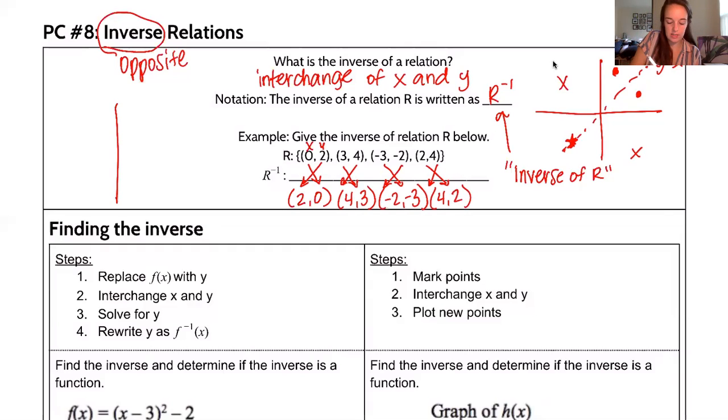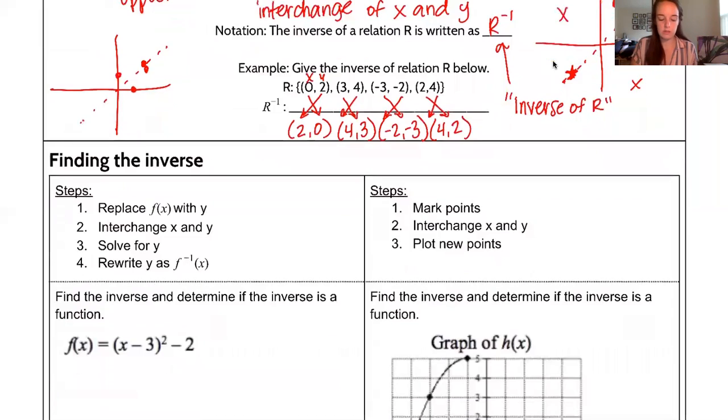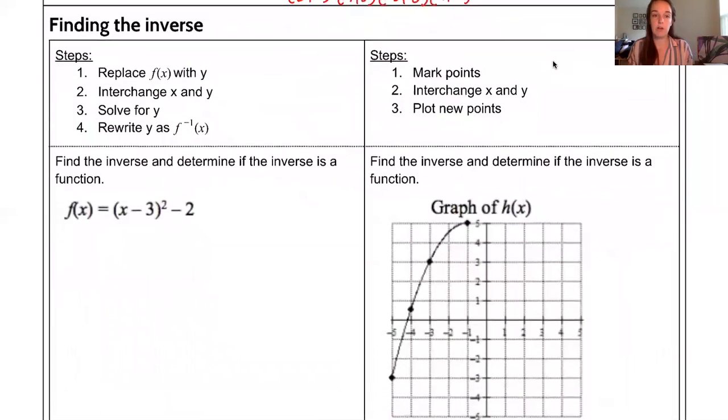If you can imagine the xy plane, 0, 2 would be here. And if we were to reflect that, 2, 0 would be over here. 4, 3 would be up here somewhere. And 3, 4 would be right here. So you can see that they're reflecting over that y equals x line. So that's how we would do it with points. We can also do it with equations and with graphs.